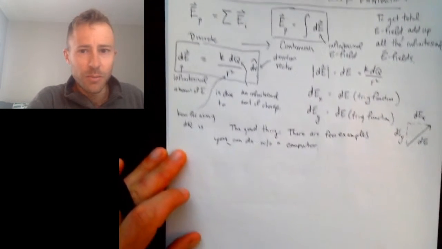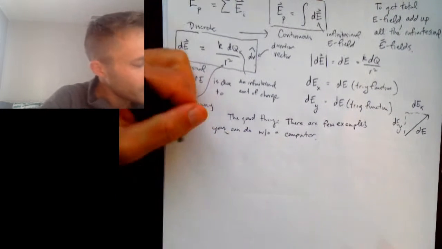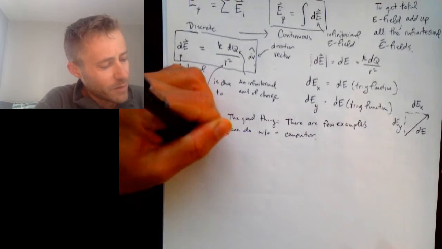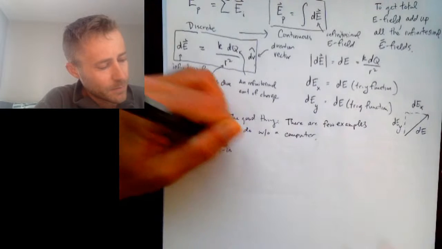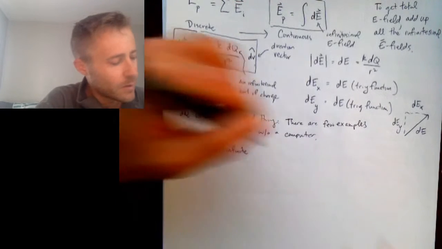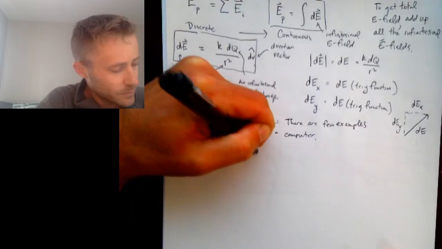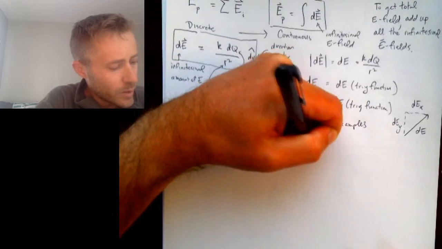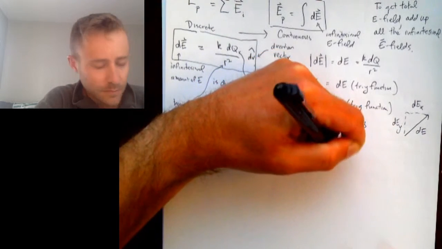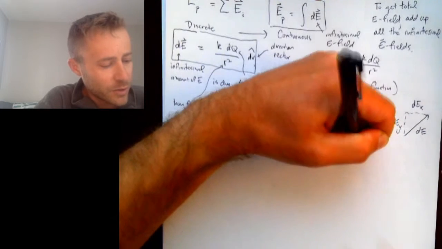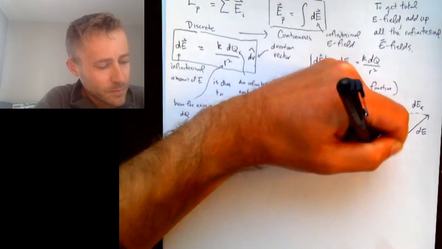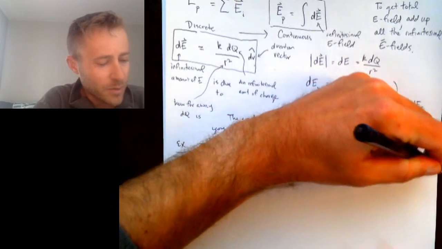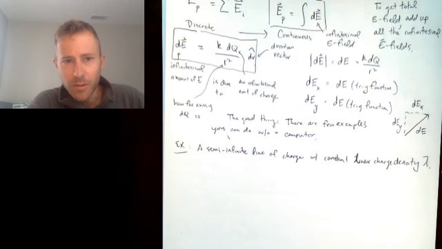So the first example I want to talk about is a semi-infinite line of charge with a constant linear charge density, lambda.